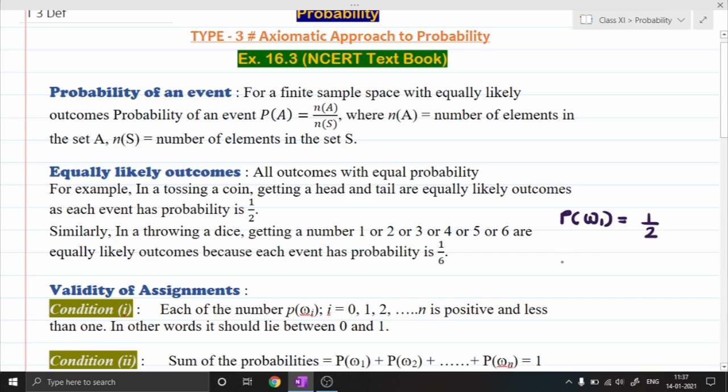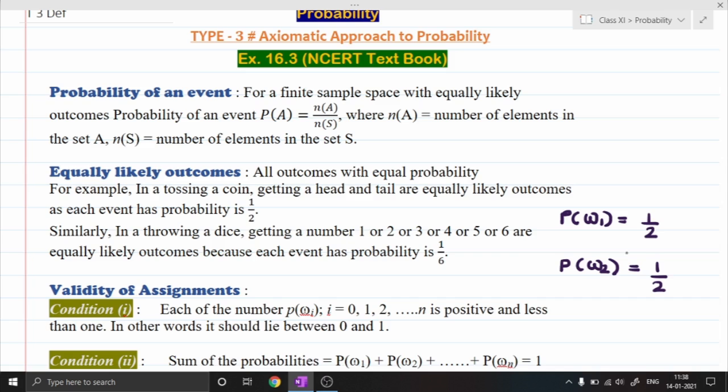Similarly, getting tail, I am showing by the symbol PW2. So that will also be 1 by 2. Now you check each and every value over here, PW1, PW2. That will say here assignment. Observe both the values are coming 1 by 2, that lies between 0 and 1, meaning it should be positive and it should be below 1. So condition number 1 is applicable here.